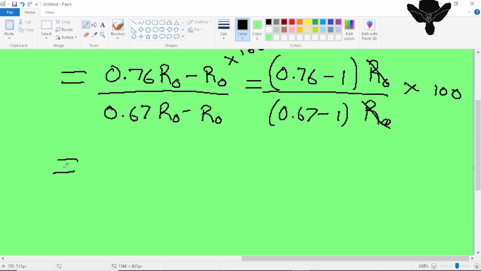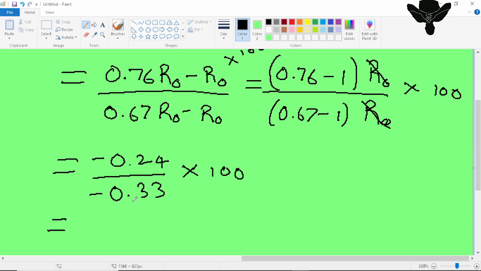So 0.76 minus 1, that is going to give us negative 0.24. And then 0.67 minus 1 is going to give us negative 0.33. And then that's going to be multiplied by 100. So when we divide a negative by a negative, we get a positive. So this number is going to be positive. So it's going to be equivalent to, if you plug it in on your calculator, 0.727 times 100.